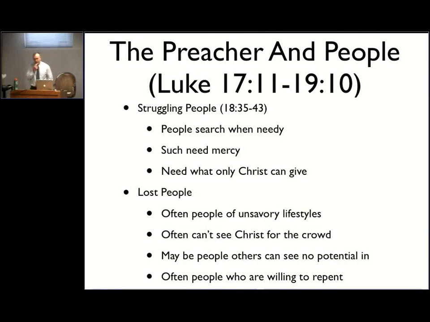There's several things that we can learn from this encounter. The first thing's from verse 36. People search when they're needy. Verse 36, what does he do? He inquires into the commotion about Jesus. He's got all these needs and he's struggling, searching. Please help me.